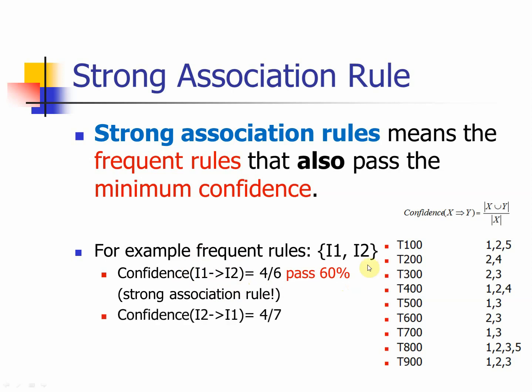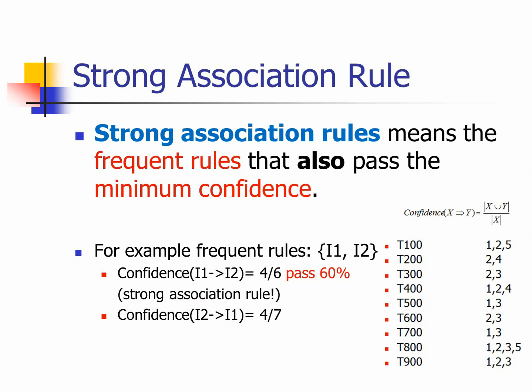On the other side, if we use I2 as the precedent, I2 to I1 is actually not passing the minimum confidence. Why is that? Because I2 occurs more than I1. I2 occurs 7 times in total. And as you know, I1 and I2 occur together for 4 times, and therefore this is actually like 56%, and it does not pass the minimum confidence that we set up. Therefore, we will not say this is a strong association rule.